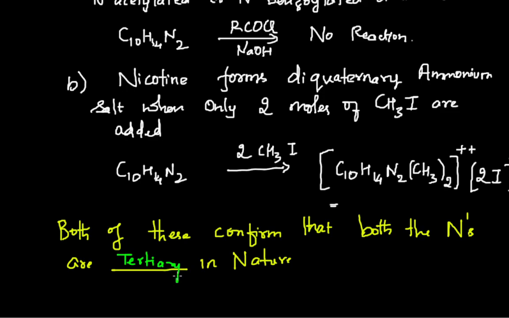Only because they are tertiary in nature, they are able to react with only 1 mole of methyl iodide. If they were secondary, they could react with 2 moles. If they were primary, they could have reacted with three moles to make it a quaternary compound. So because they are tertiary, they only react with 1 mole of methyl iodide. So that's our first hint. Okay, so let us move to the next piece of information.